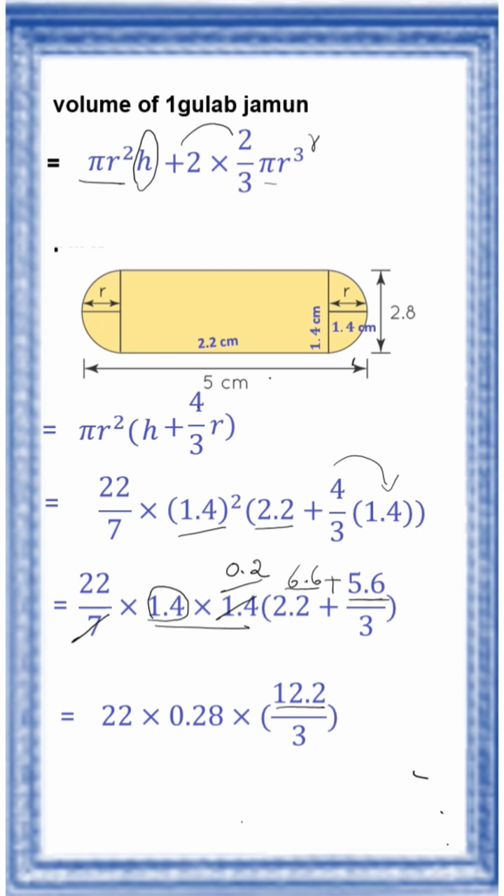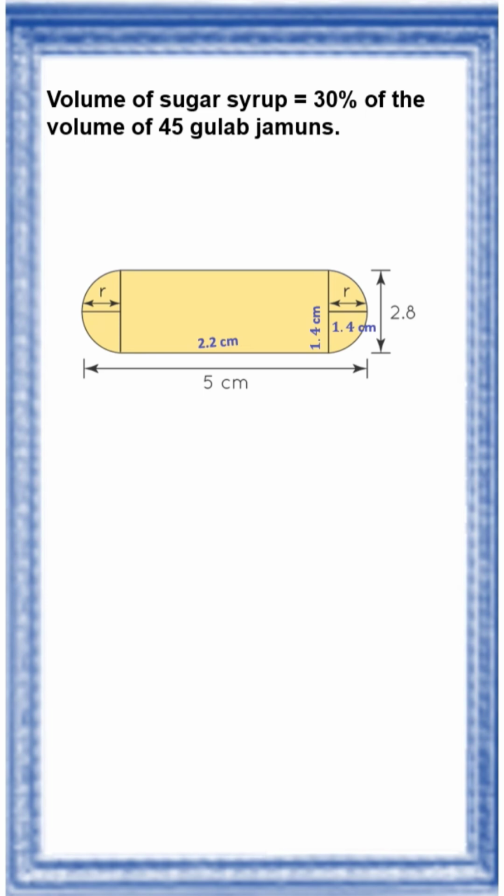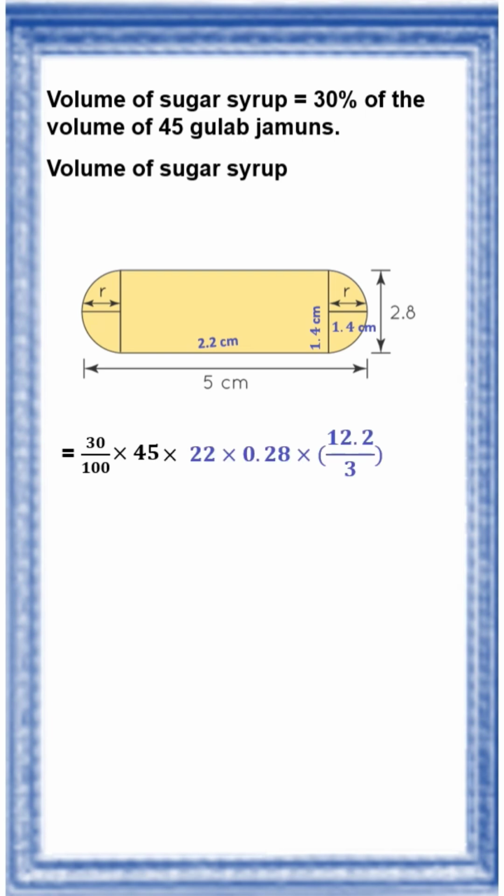So volume of sugar syrup is equal to 30% of the volume of 45 gulab jamuns. So now let us find volume of sugar syrup. 30% of the volume means 30 by 100 into 45 into volume of 1 gulab jamun. Here we can cancel these two. 15. Now 30 into 15 into 22 into 0.28 into 12.2 divided by 100.